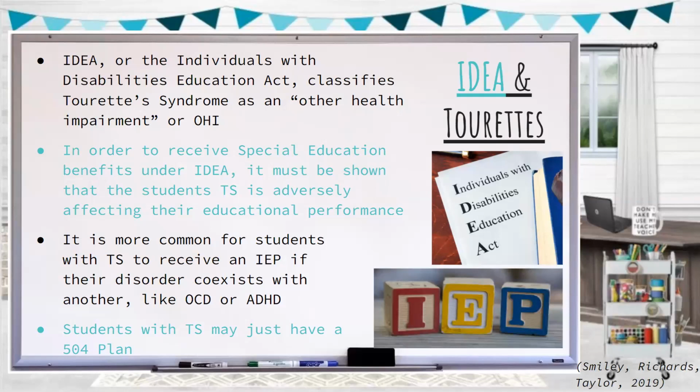Under IDEA, or the Individuals with Disabilities Education Act, Tourette syndrome is classified as an other health impairment, making those with Tourette's eligible to receive special education benefits if, among other things, it is shown that the student's educational performance is being adversely affected by their Tourette syndrome. It is more common, though, for students with Tourette's to receive an IEP if their disorder coexists with another, like OCD or ADHD. Students with Tourette syndrome may benefit from simply having a 504 plan.